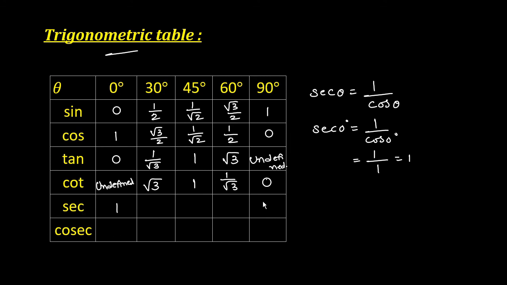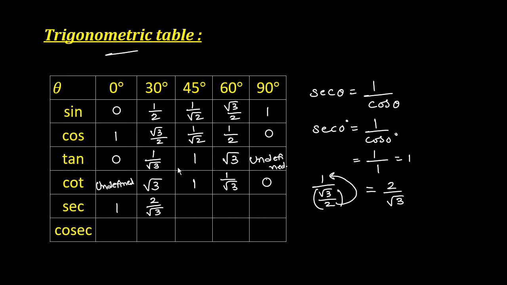Next, secant 30. Secant 30 equals 1 by cos 30. Cos 30 is root 3 by 2. Denominator of denominator becomes numerator. So 2 becomes numerator and the value will be 2 by root 3. So secant 30 is 2 by root 3.